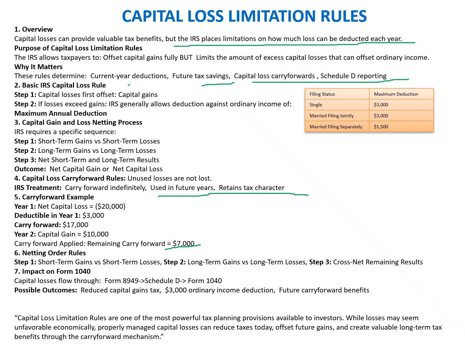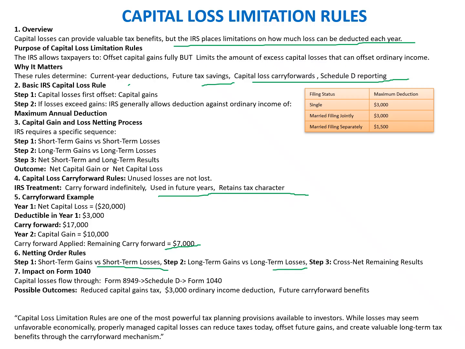Short-term and long-term capital netting order rules. Step one, short-term capital gain versus short-term capital losses. First we set off the short-term capital gains against the short-term capital losses. Secondly, long-term capital gain versus long-term capital losses. First, we set off within the same period, short-term versus short-term and long-term versus long-term. Then once we have the balances available, we cross-net the remaining results.